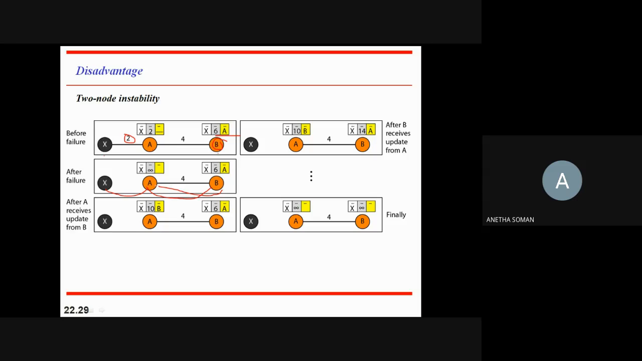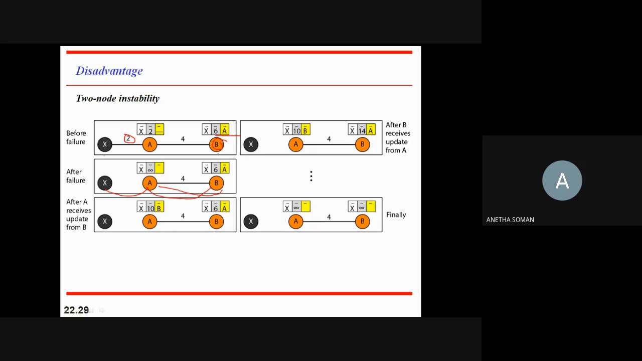Okay, so what will node A think now? Node A thinks that B has found some way to reach X. So this information, that is X6A, has been received by A. So what will it be doing? You now know that you can reach X through B with a distance of 10.